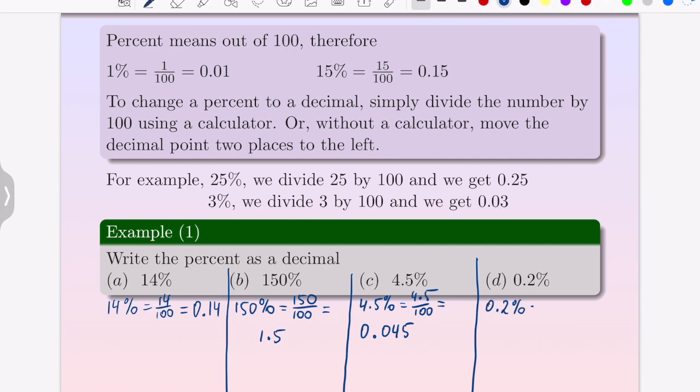And then we have 0.2%. It's 0.2 out of 100. The percent symbol means out of 100. And then we can type it on a calculator or move the decimal, so we would get 0.002. And it should make sense because 0.2, we move the decimal 1 and 2 to the left, or divide on a calculator.